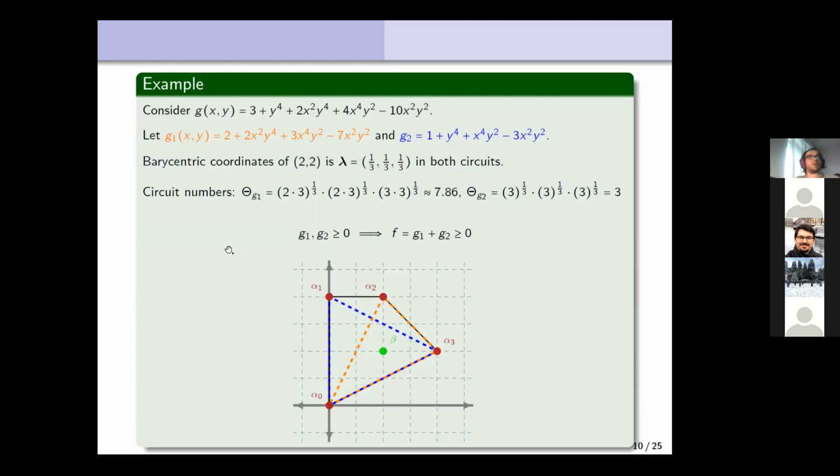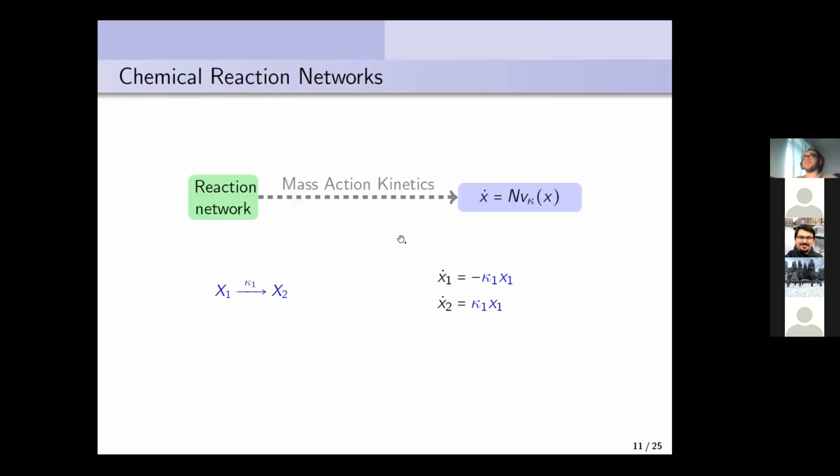Okay, so what does this have to do with chemical reactions and stuff like this? Before going into the details of how to use this, maybe it makes sense to give a small introduction to chemical reaction networks.